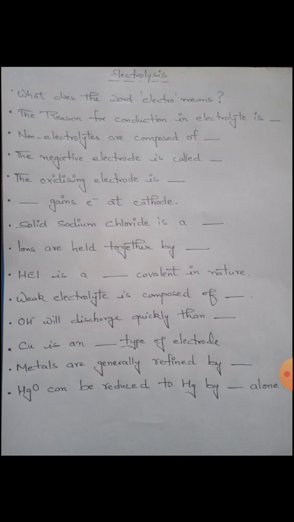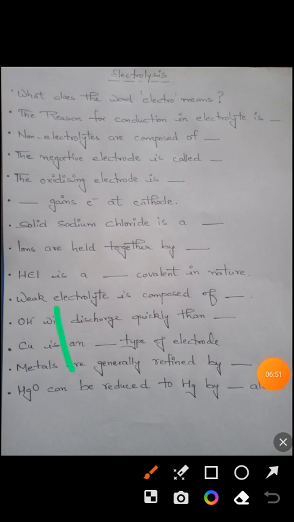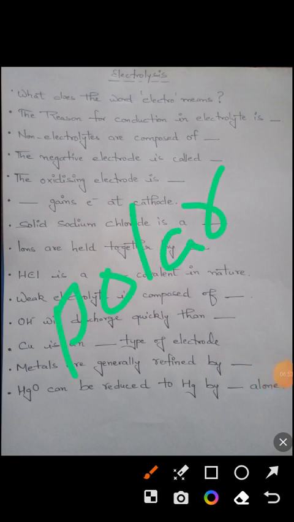Okay, now let's move on to the next question. HCl is a dash covalent in nature. In class 9th you already know that HCl, NH3, what are these types of compounds? These are covalent compounds, but they develop polarity. That is why we call them polar covalent structures. So the answer here will be polar. In the space you have to write polar. The overall answer: HCl is polar covalent in nature.